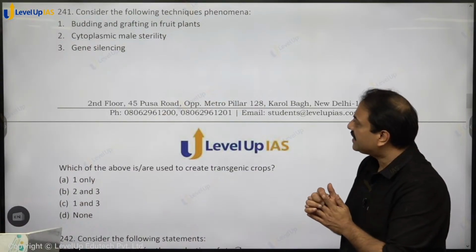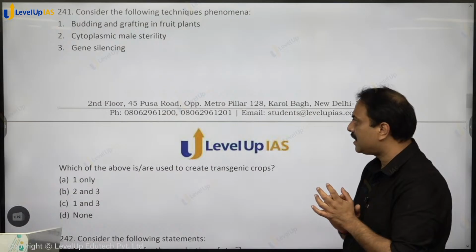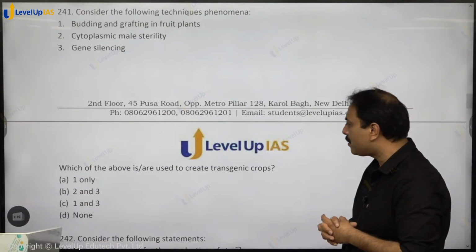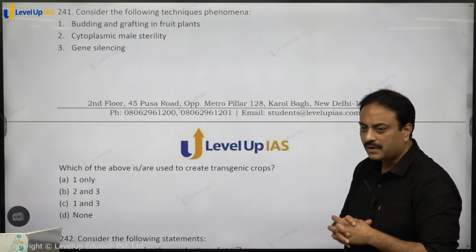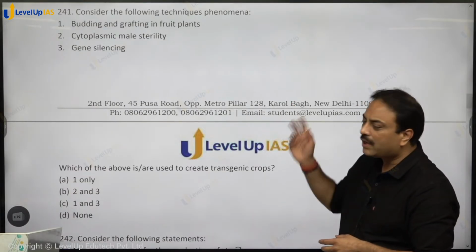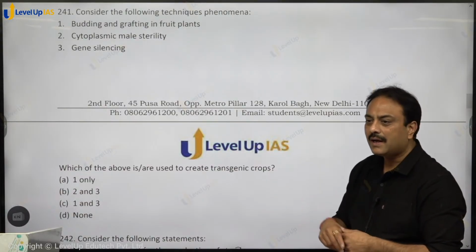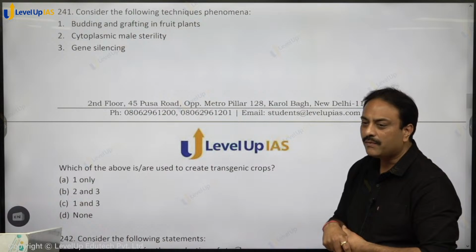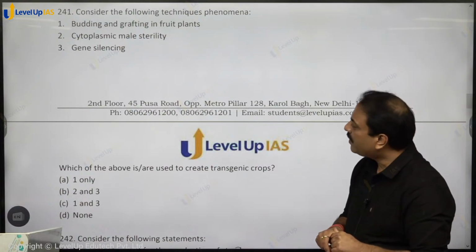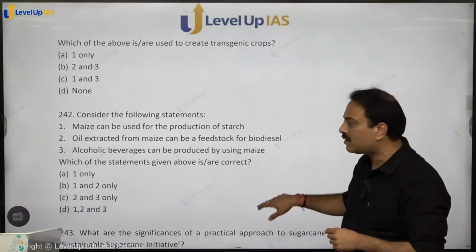Consider the following techniques phenomena. Budding and grafting in fruit plants, cytoplasmic male sterility, gene silencing. Which of the above is used to create transgenic crop? In a transgenic crop you will do some gene modification. In budding and grafting you don't do anything like that. You have to put a cut and a graft of bud will be formed over there. So 1 will not be there, 2 and 3. Option B for boy shall be the right answer to this particular question.